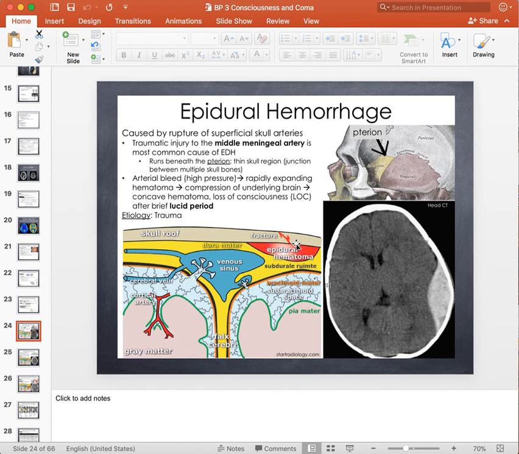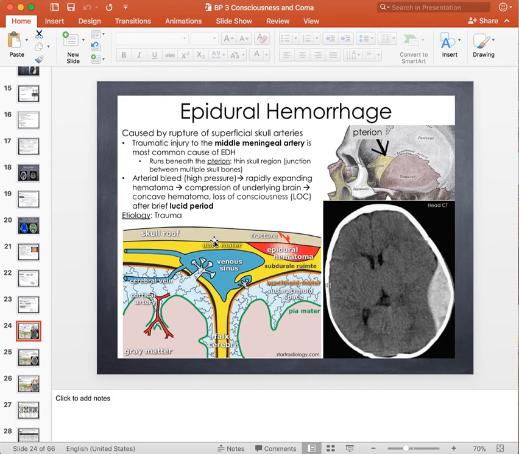Yep. Which has the unfortunate fate of lying right below this thing called the pterion, which is just where a bunch of skull plates happen to meet, so it's a vulnerable part of the skull. So if someone gets hit in the skull right here, that middle meningeal artery is likely to rupture, and because it's an arterial bleed, it quickly expands. It compresses the brain below it, causing this biconcave or lemon-shaped hemorrhage.